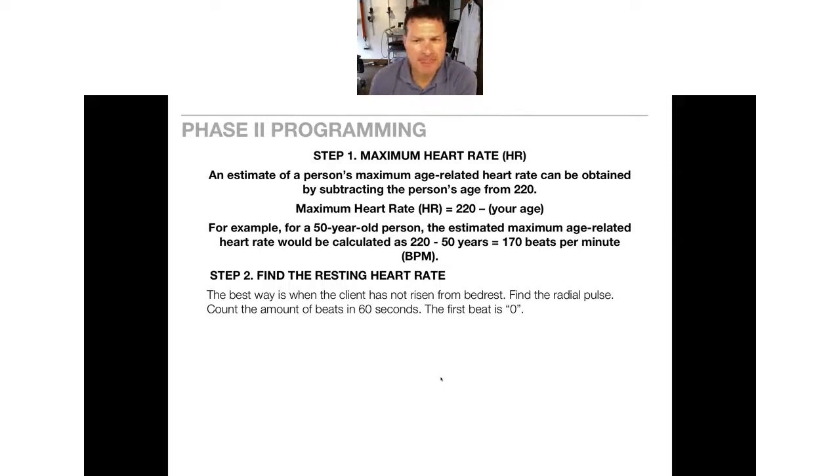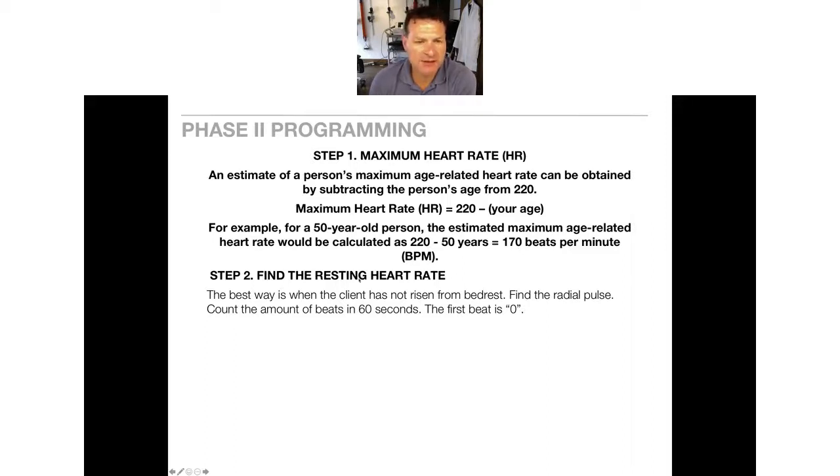So here's your description: subtract the person's age from 220. So you're going to go 220 minus the age. For example, a 50-year-old person, the estimated maximum heart rate would be calculated as 220 minus 50 years is equal to 170 beats per minute.